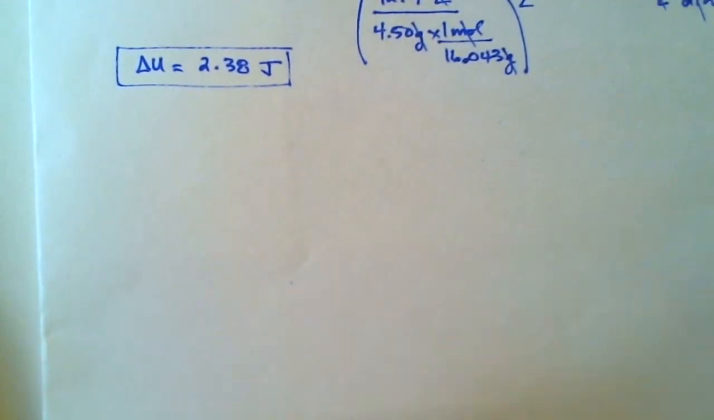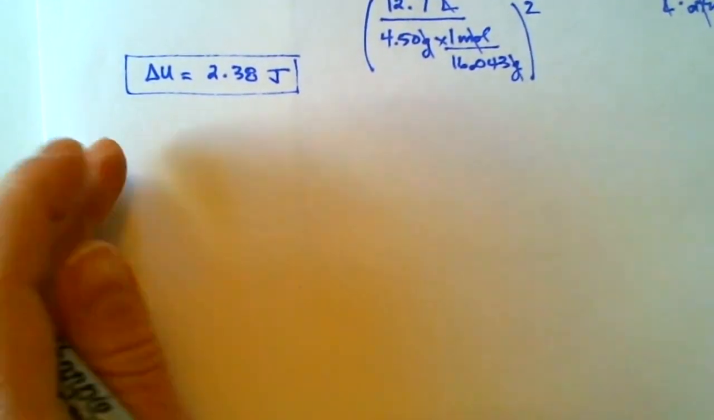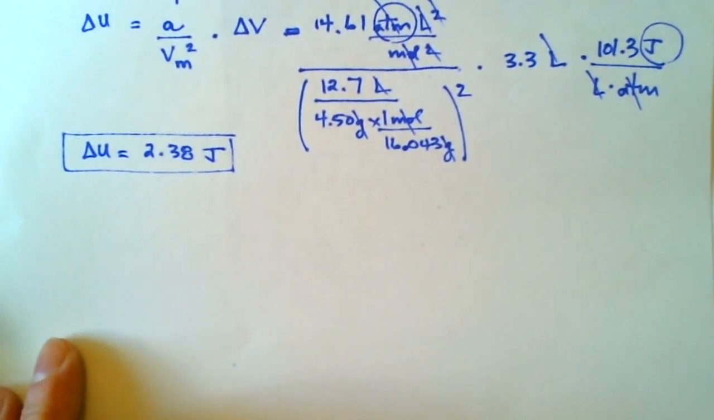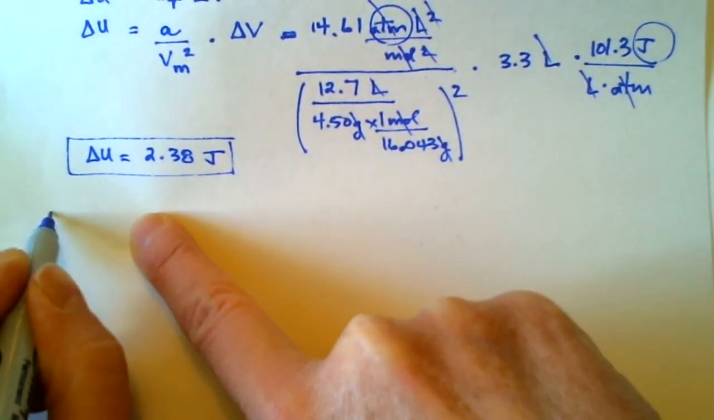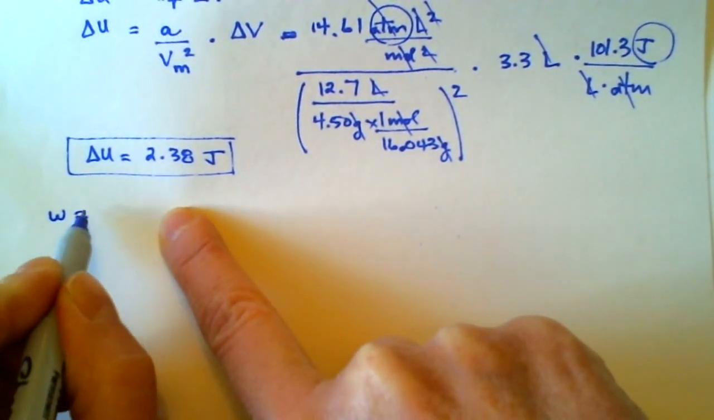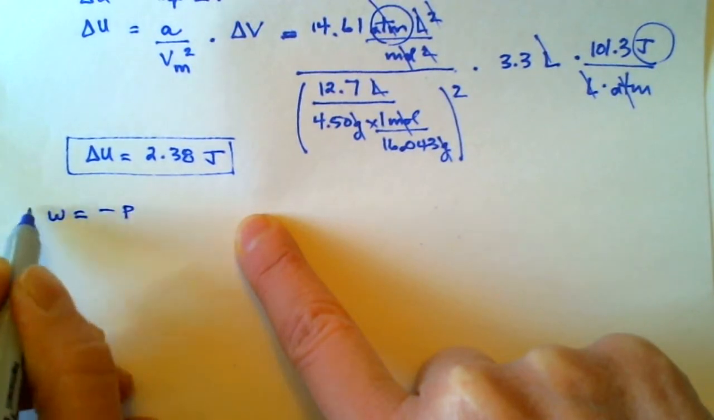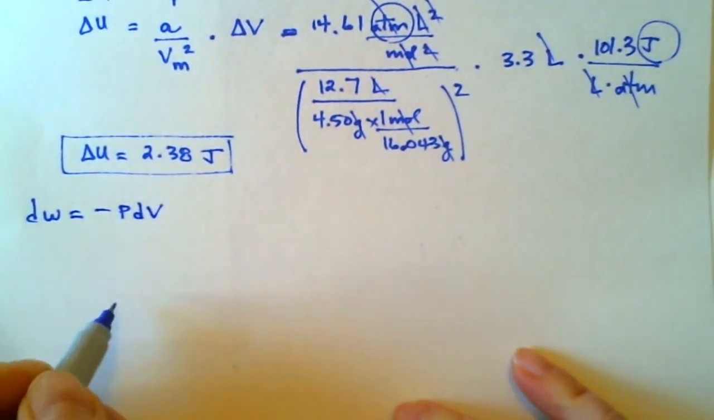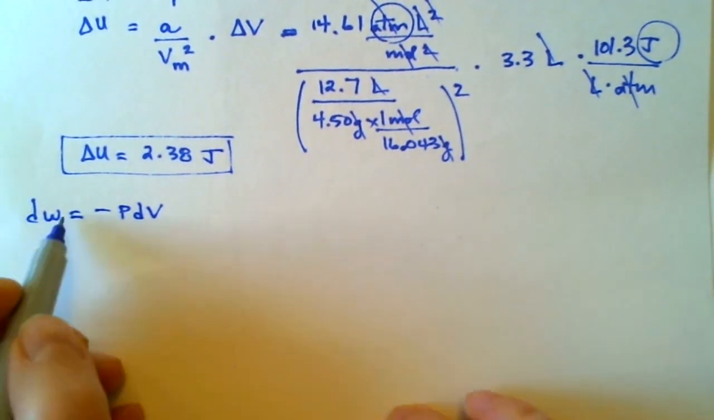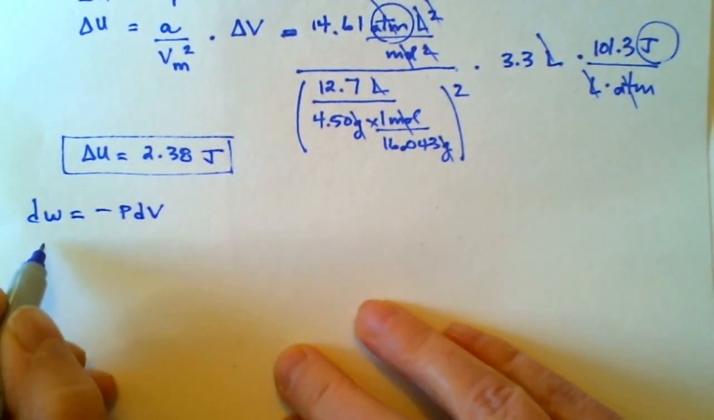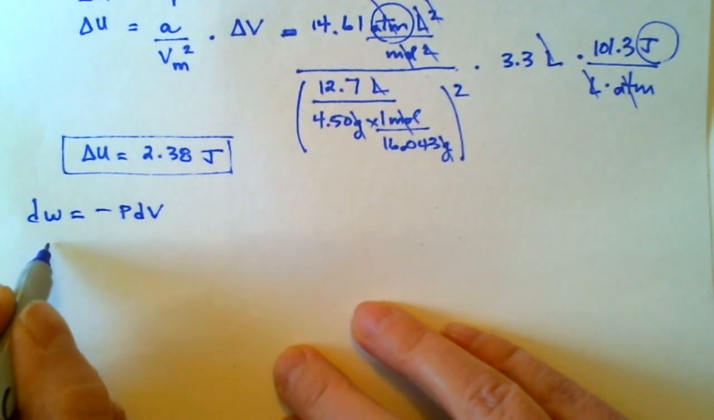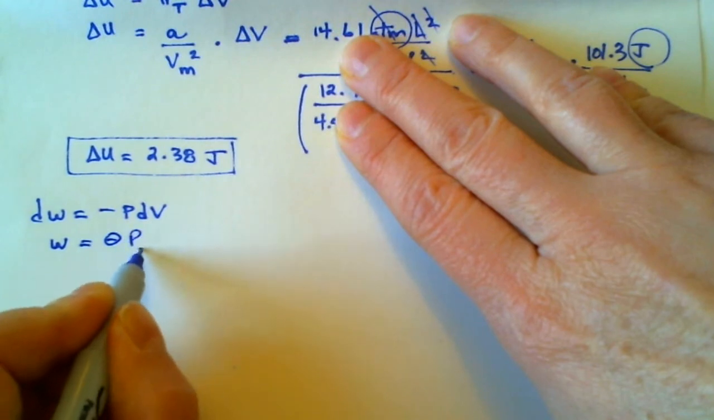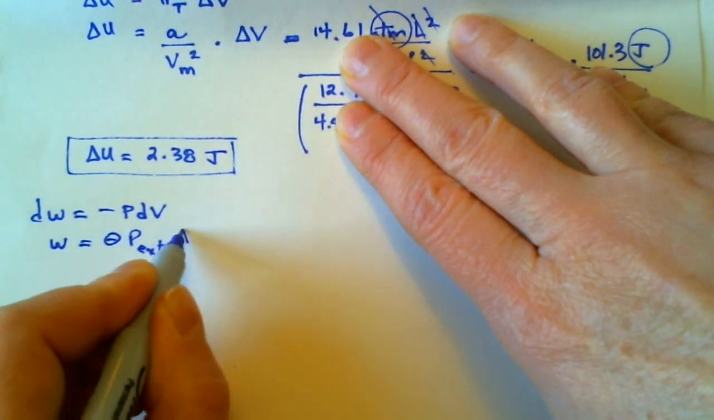Great. So now let's do the work. Did you still want to see that? I'll just leave that in view. Okay, let's do the work. Work is equal to a minus, or dW is equal to a minus P dV. Always a common starting point. And in this case, that's going to integrate to being equal to a minus P external delta V.